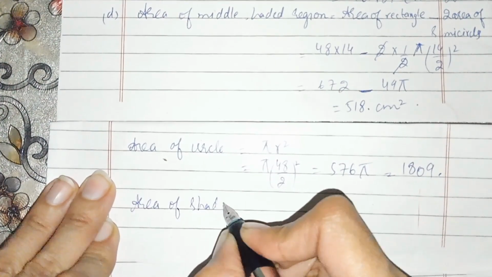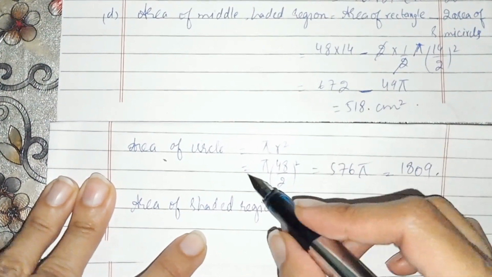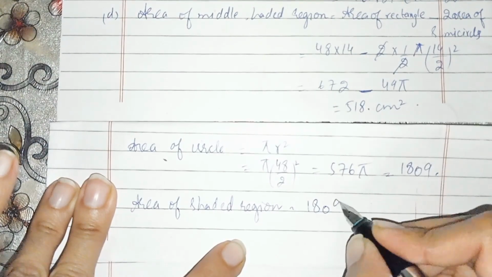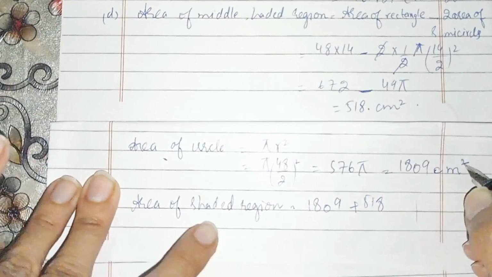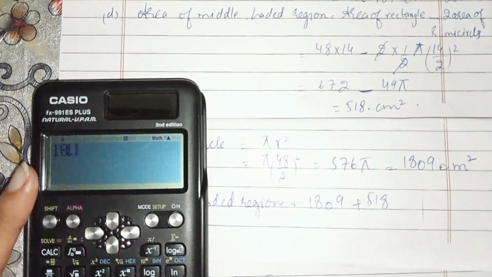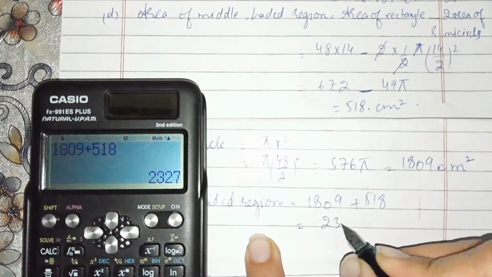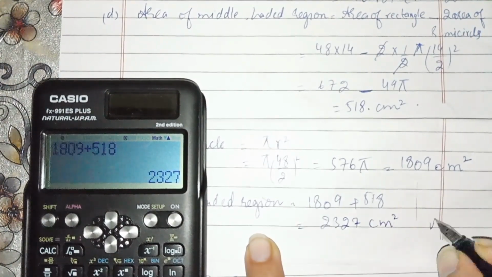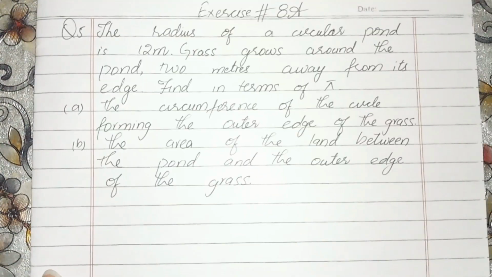Area of shaded region is equal to area of middle shaded region plus area of circle, and 1809 plus 518 centimeter square unit. 1809 plus 518, and we get 2327 centimeter square. And now students, this is the answer of D part. Now it's solved.